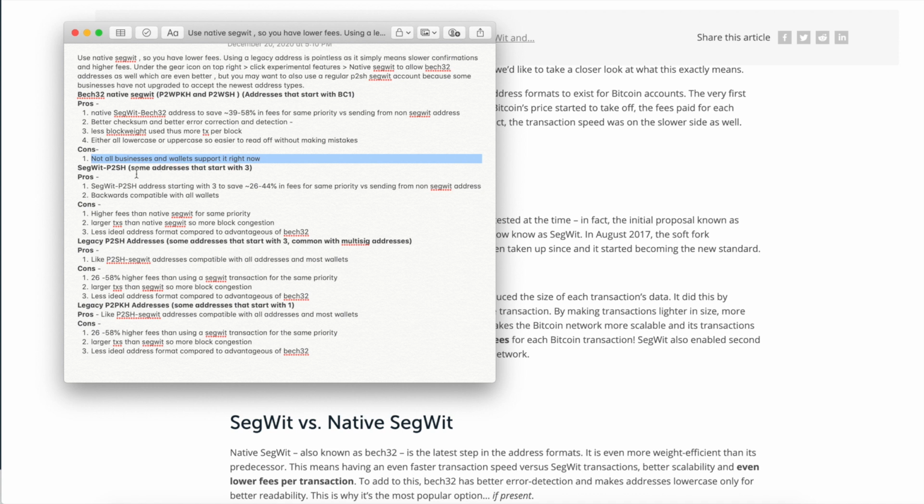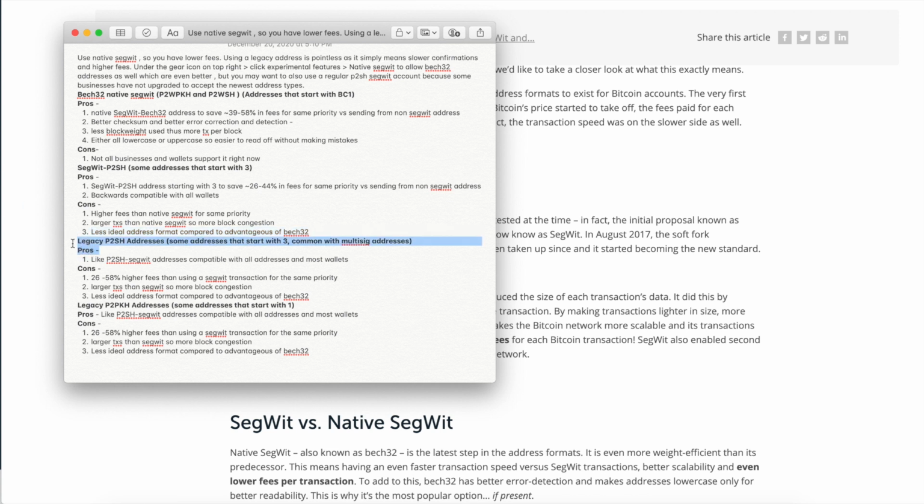The SegWit P2SH addresses. This is the one that starts with a 3. The pros of this: the SegWit address starts with a 3 and saves 26 to 44% in fees. So obviously you guys are wanting to use this to save the most, just so you know. That's for the same priority versus sending to non-SegWit addresses. Backwards compatible with all wallets. The cons: higher fees than native SegWit, so you got to keep that in mind for the same priority. Larger transactions than native SegWit. Less ideal address format compared to the advantages of BC1. So they do upper and lowercase, so you got to keep that in mind.